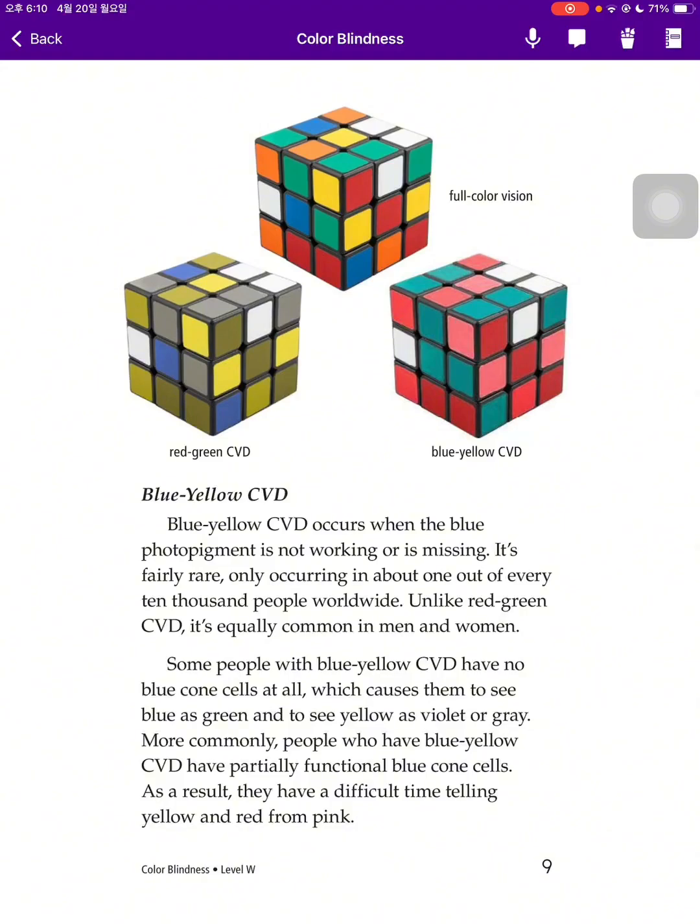More commonly, people who have blue-yellow CVD have partially functional blue cone cells. As a result, they have a difficult time telling yellow and red from pink.